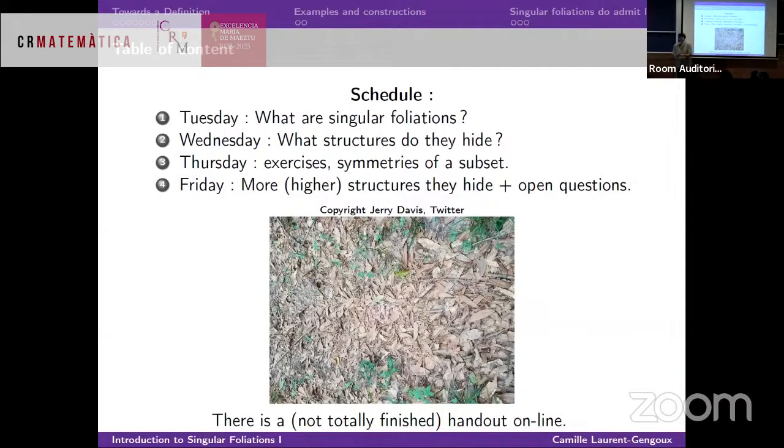I don't like the word consensus because we are, as scientists, supposed to reject consensuses, but still I will use it. And I will explain what kind of structures singular foliations hide, because I see this interesting bunch of leaves.